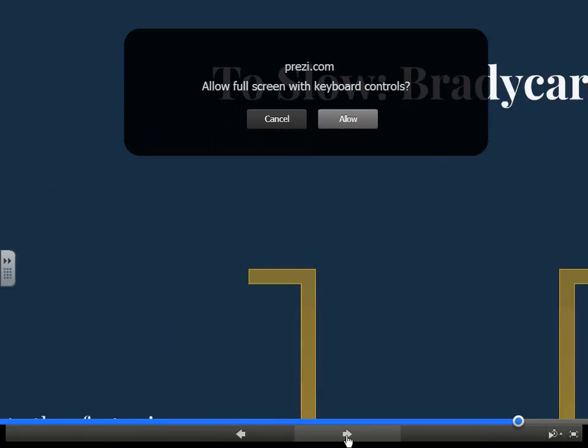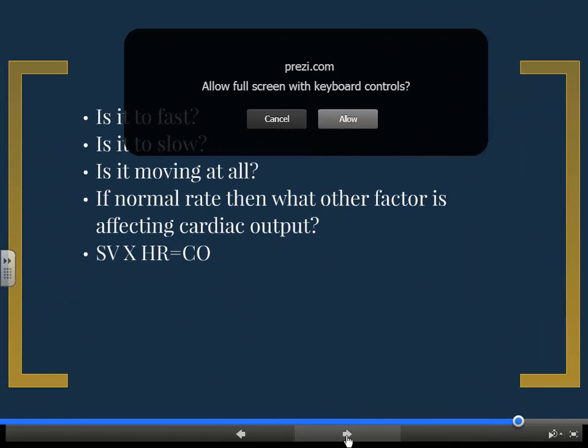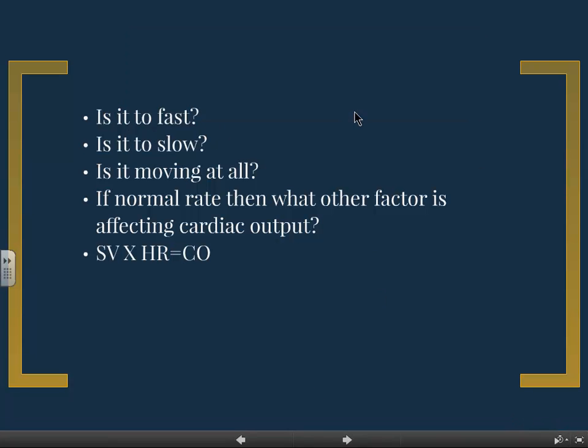All right, important stuff. We've already hit most of this. The biggest things that I wanted you guys to remember when we're talking about cardiac management. Our first thing that we look at, yes, I will allow it. Is it too fast, too slow, or is it moving at all? We're not just talking about the electrical output or the electrical rhythm on the monitor. We're talking about the myocardial muscle, right? The myocardial tissue.